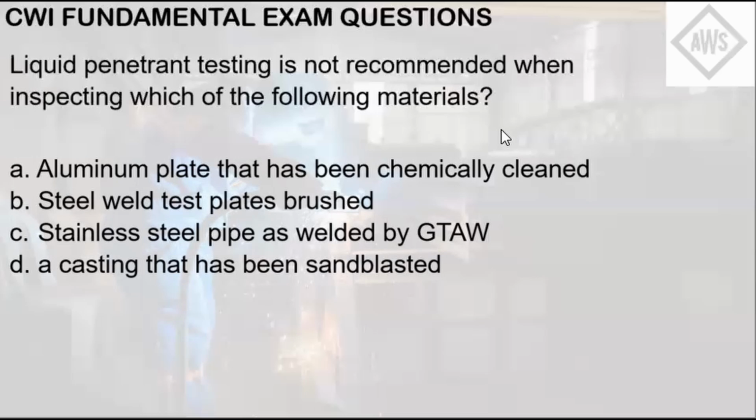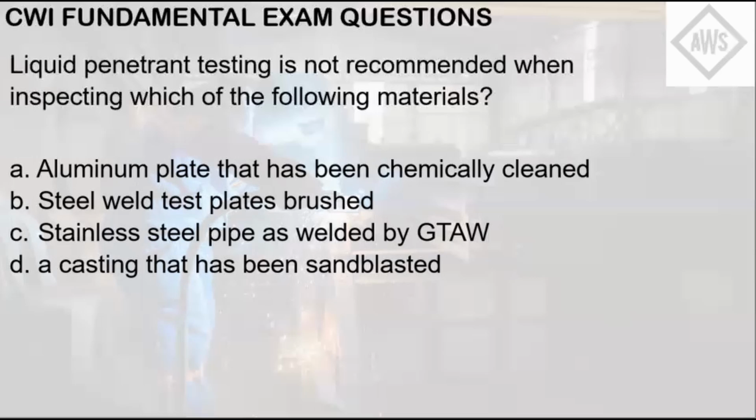So it basically keeps the opening of the surface which is necessary for capillary action. C is also good since austenitic steel can still be detected by PT. So if you're using magnetic particle testing for austenitic stainless steel, you can't do that because it can't be magnetized. The answer here is letter D.